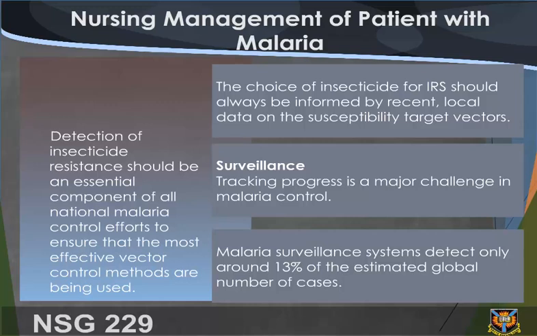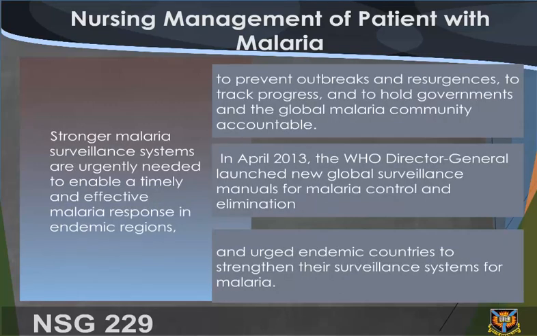Surveillance. Tracking progress is a major challenge in malaria control. Malaria surveillance systems detect only around 13% of the estimated global number of cases. Stronger malaria surveillance systems are urgently needed to enable a timely and effective malaria response in endemic regions, to prevent outbreaks and resurgences, to track progress, and to hold government and the global malaria community accountable.